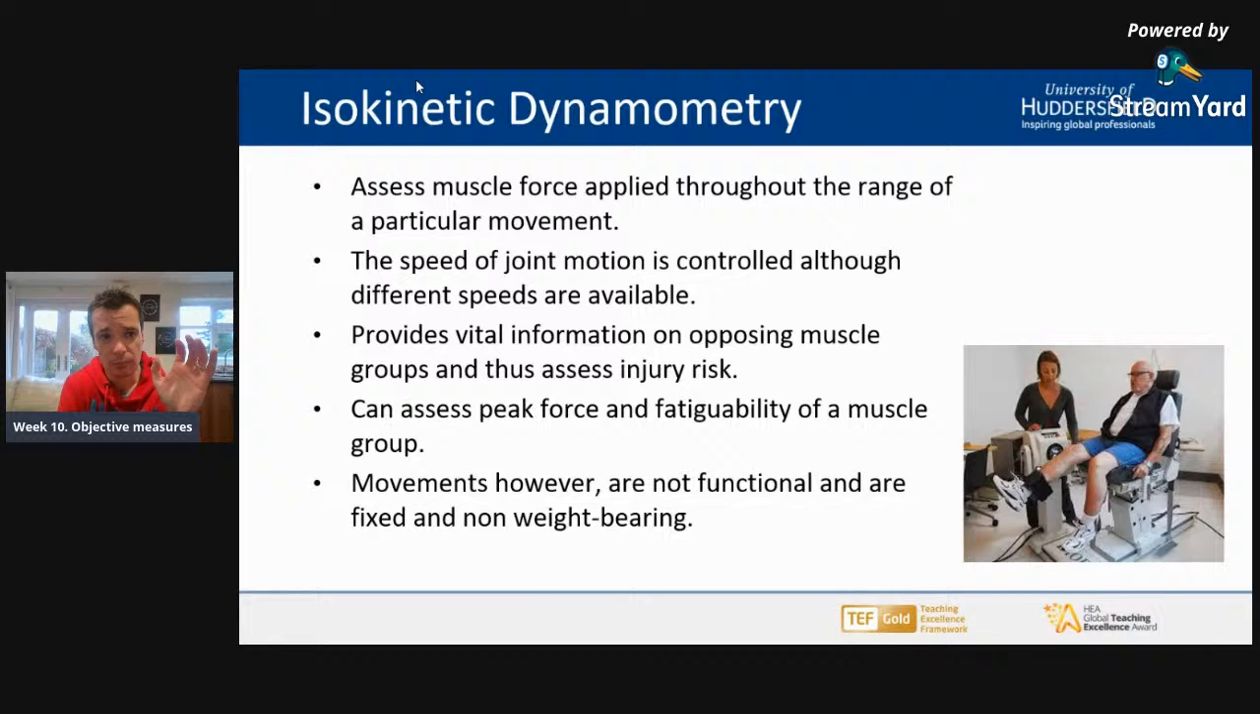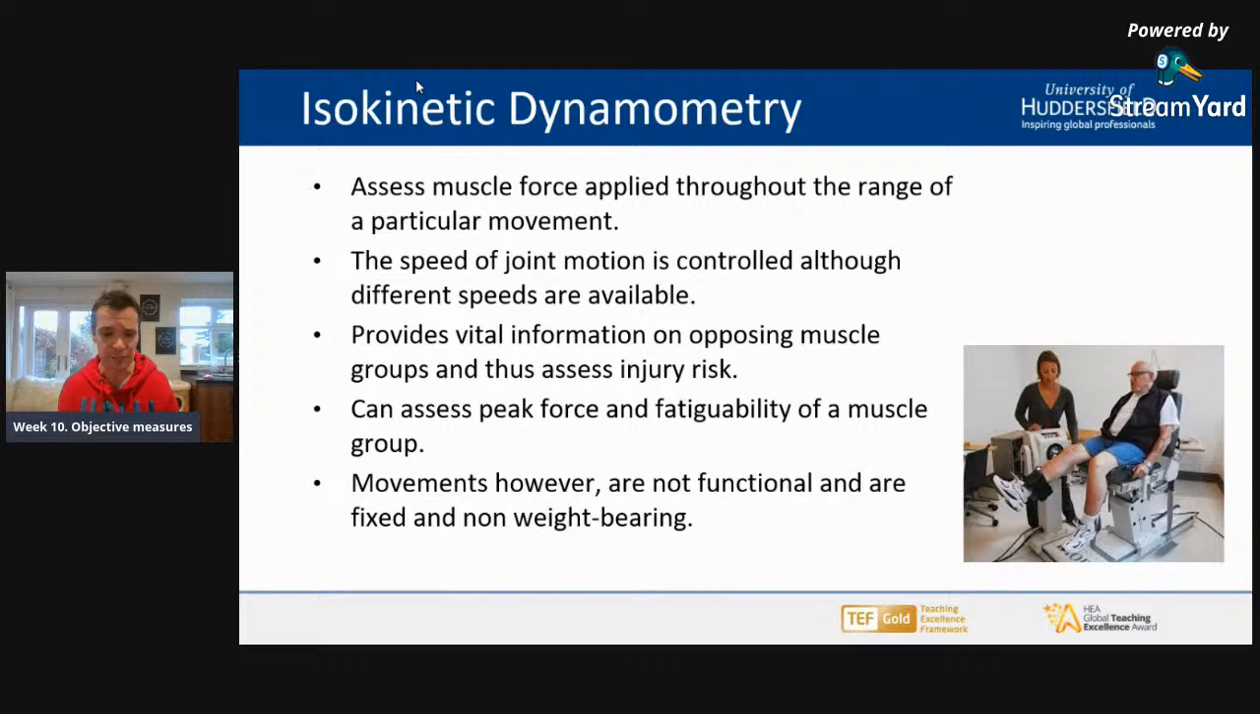You will find with the IKD as well, it can be done at various speeds. The slower speed is used to assess peak muscle force, so the maximum amount of force that a muscle can do, and the actual arm will move a lot slower, about 60 degrees a second. And you can then use it in terms of where the arm moves really fast. So that can be used essentially to look at how a muscle fatigues.